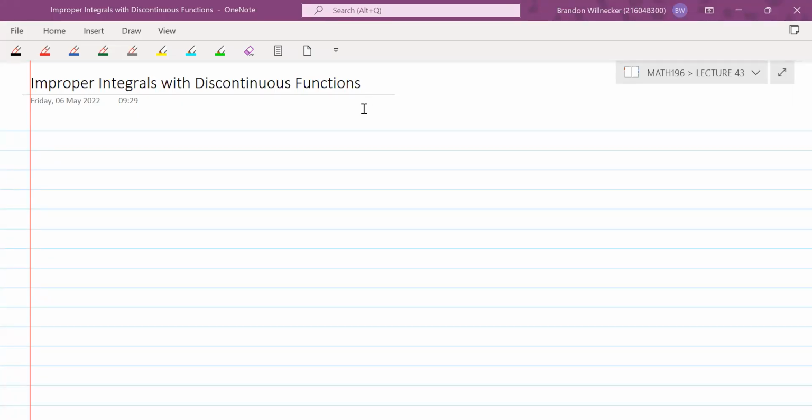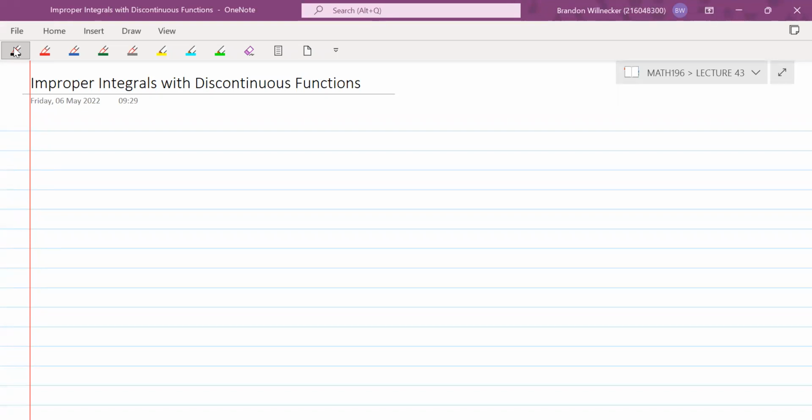Hi everyone. So last time we looked at improper integrals with infinite domains, and we saw that if the domain was infinite, we need to take appropriate limits in order for that to make sense. So now we're going to look at the second case of improper integrals, and that is with discontinuous functions. More specifically, functions with vertical asymptotes.